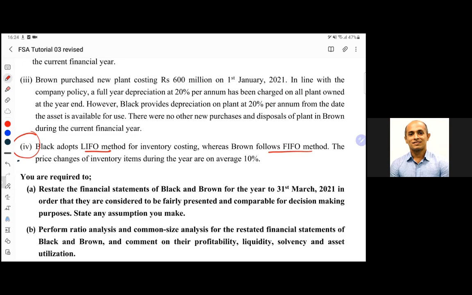Now you have to do the relevant adjustment. You see, price changes of inventory items during the year are on average 10%. So from the beginning to the end of the year, inventory prices changed by 10%.